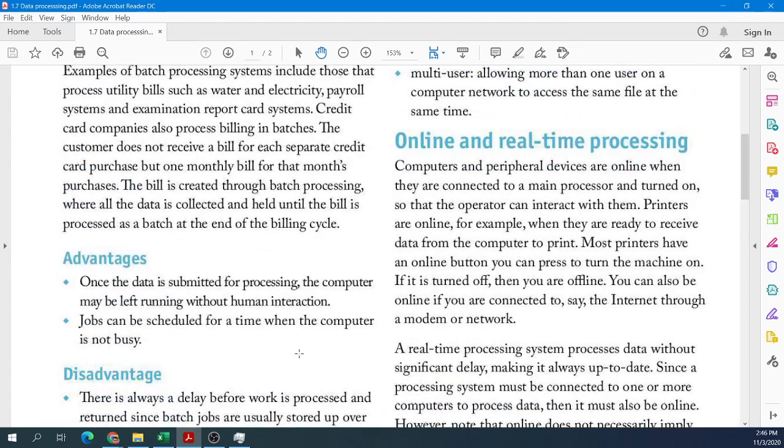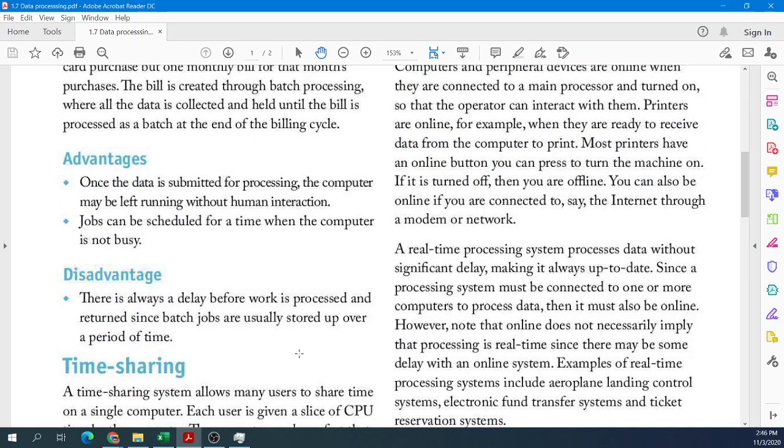So, any questions on online and real-time processing? Yes or no? No, sir. I like how only one person is saying no.